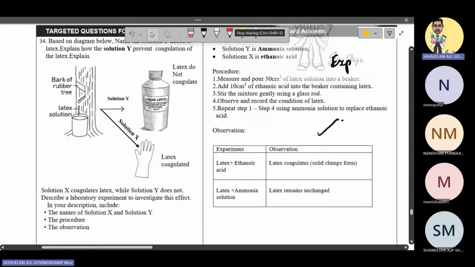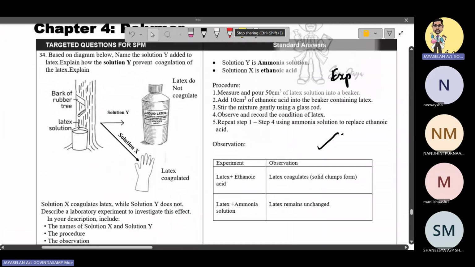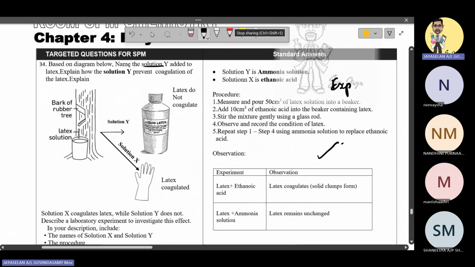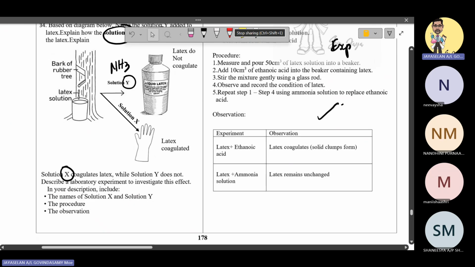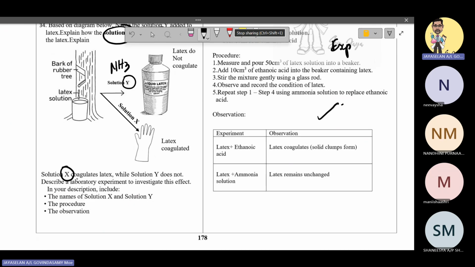You see, they give you two options. Solution Y is added to prevent coagulation of latex. So solution X coagulates the latex. What is solution X? I don't know. Solution Y prevents the coagulation of latex, so this one I know already, ammonia solution. Then solution X coagulates the latex. They already put laboratory, so that means this one is what? Ethanoic acid.